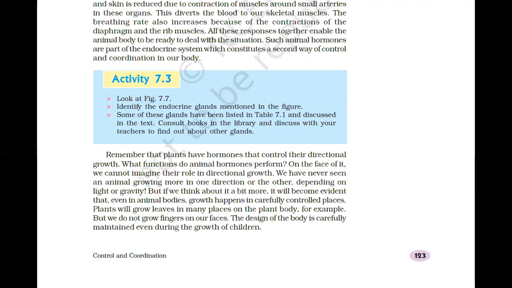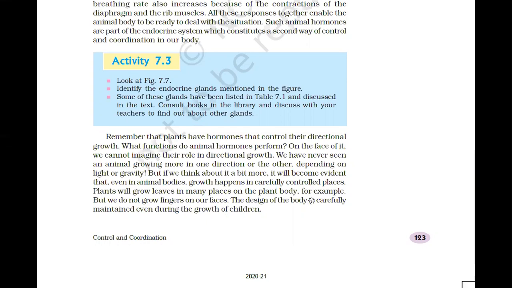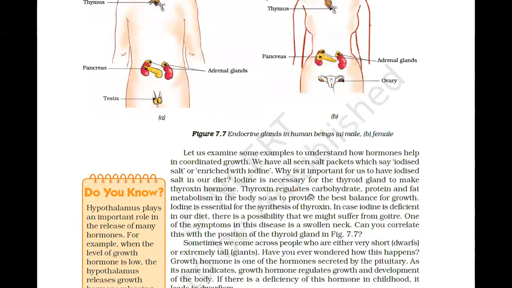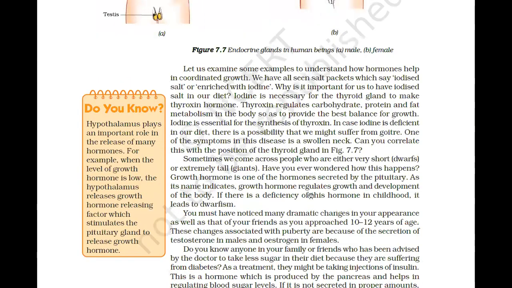But if we think about it a bit more, it will become evident that even in animal bodies, growth happens in carefully controlled places. Plants will grow leaves in many places on the plant body, for example, but we do not grow fingers on our faces. The design of the body is carefully maintained even during the growth of children. Let us examine some examples to understand how hormones help in coordinated growth.